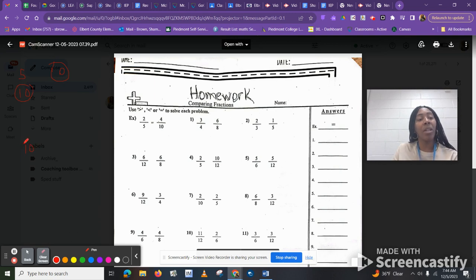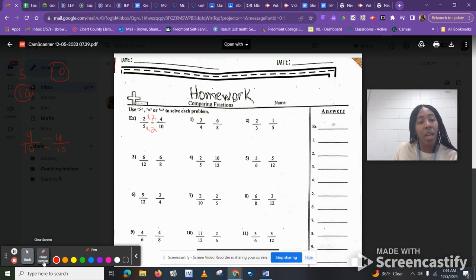So I know it'll be something over 10, and then something over 10. Well, this side already has a 10, so I'll just keep my 4 as my numerator. But this side didn't have a 10 at first. It had a 5. So what will I do to 5 to get 10? I multiply it by 2, because I've already done that. So I also multiply the top by 2, and 2 times 2 is 4. That tells me 4/10 is equivalent to 4/10, because they would both be 4/10.